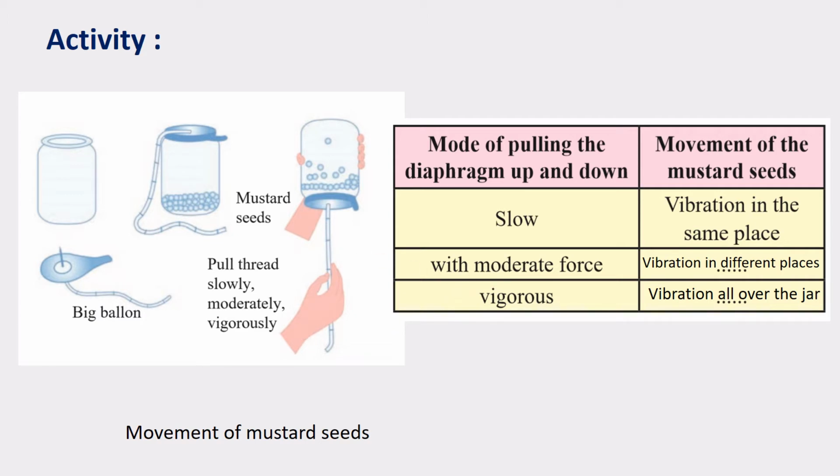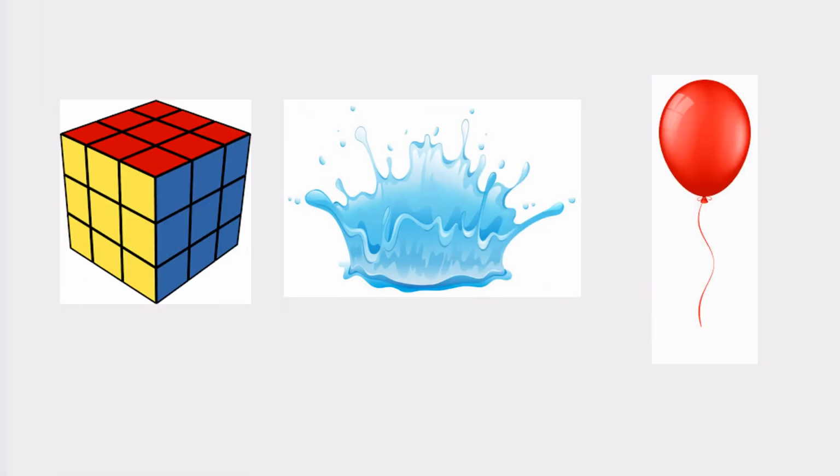In the above experiment, we give less or more energy to the mustard seeds by pulling the diaphragm up and down, making them move differently. So now we'll see that the particles in the solid, liquid and gaseous states of matter have movement somewhat similar to that.